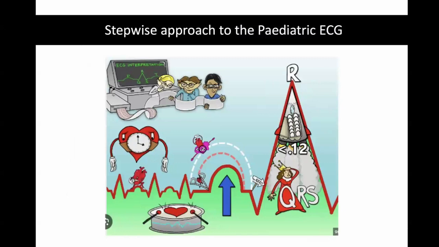So, a stepwise approach to the pediatric ECG. Now that we know where to place the electrodes on the patient, let us have a closer look at how to interpret those squiggles that come out on the ECG paper. The aim of this presentation is to help you to identify what a normal pediatric ECG looks like so that you are able to identify which pediatric patients might need further investigations. So it's basically all about pattern recognition. If only it was really that simple, right?